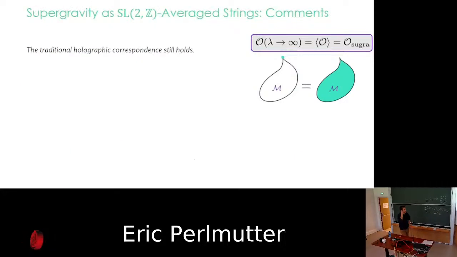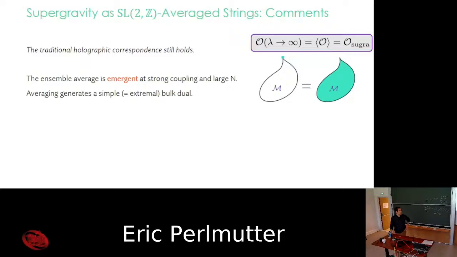Okay, so just some comments. The traditional holographic correspondence still holds. We're not saying that N=4 should be replaced by its ensemble average when we think about holography, just that there's an emergent average at strong coupling, large N. So you can think of the strongly coupled theory equivalently, at least for the subset of observables that supergravity contains, as averaged.